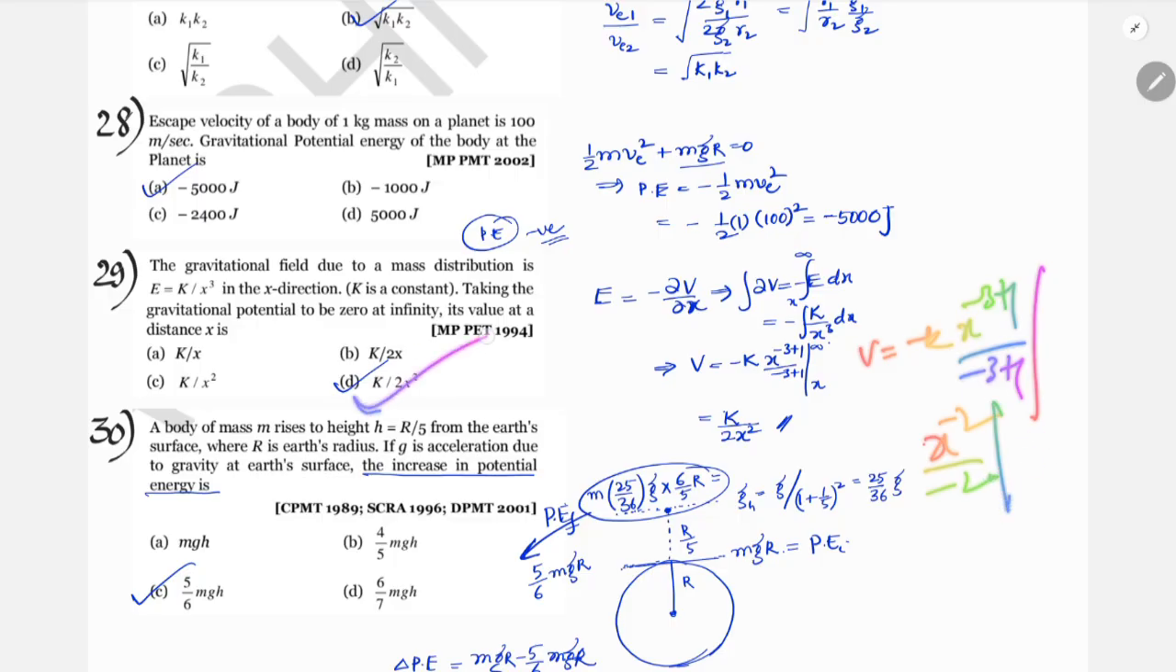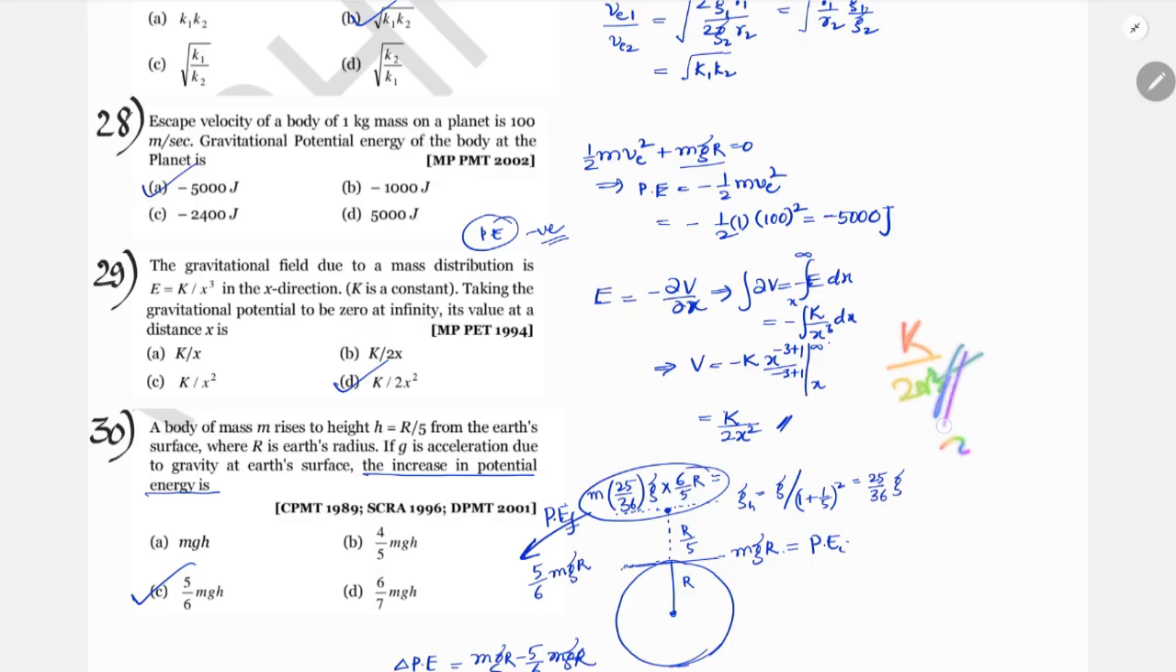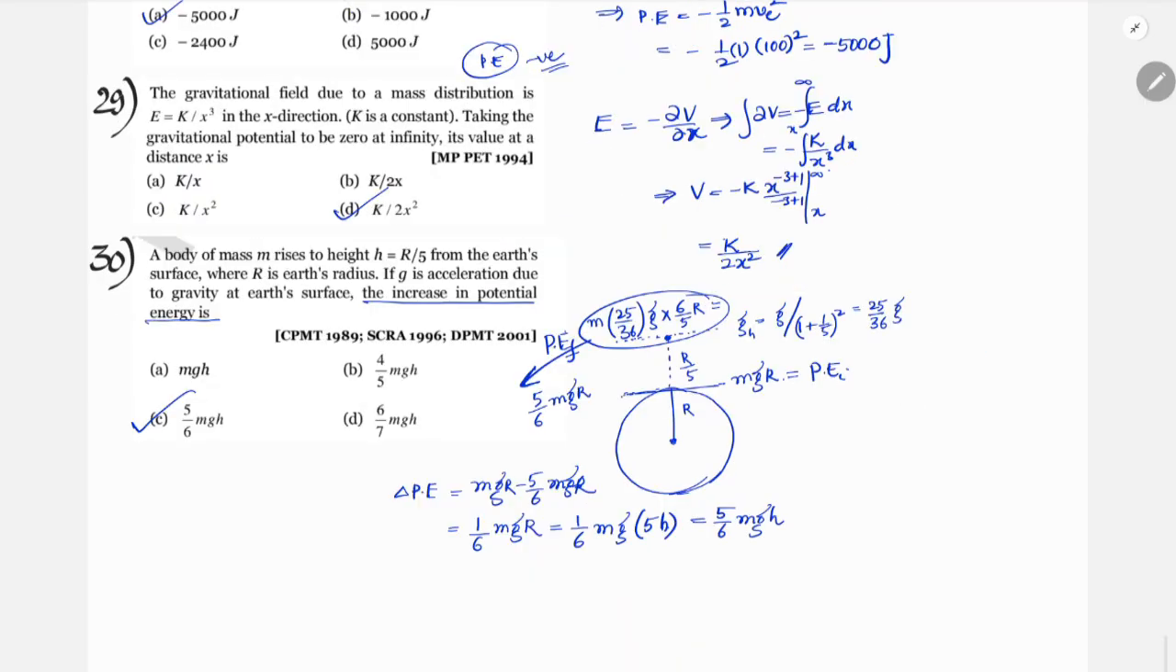You will get k by 2x cube. Why will it become plus? Already in the formula there is a minus, and again after the operation of the integral, you are getting one more minus here. The minus signs get cancelled, and it remains. So now k by 2x square only is left there. Okay. Problem number 30.